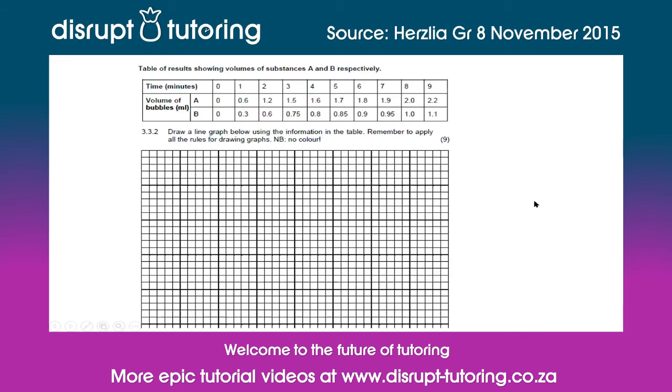Okay, at the top there is given a table of results showing volumes of substances A and B respectively. 3.3.2 says, draw a line graph below using the information in the table. Remember to apply all the rules of drawing graphs, and important, no color.